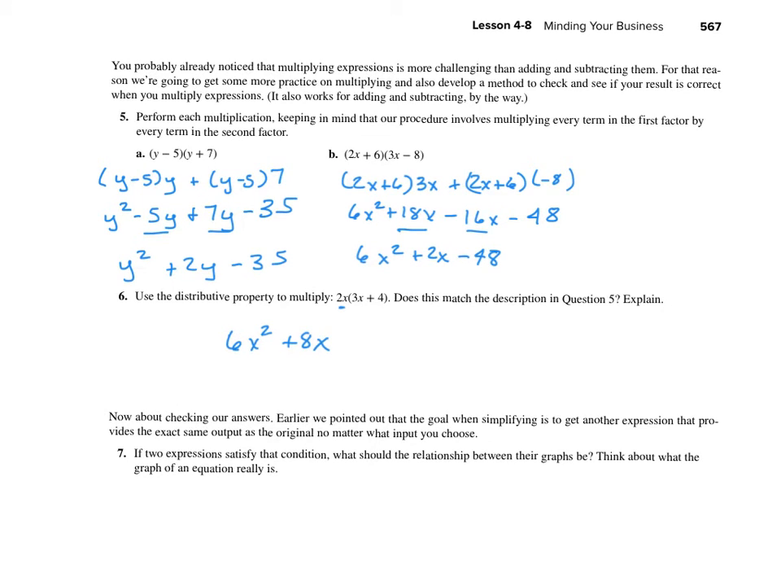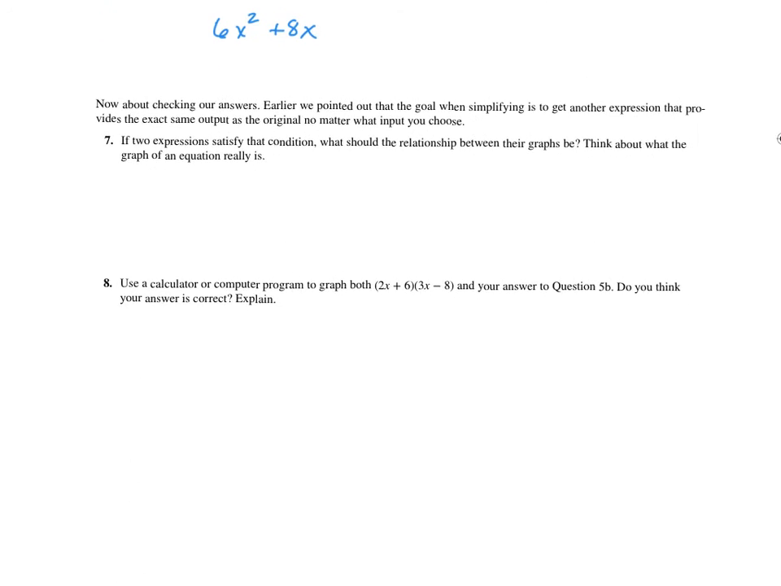So it asked us, does it match a description from question 5? Yeah, because every term in the first polynomial is 2x, and we only had one term there. 2x was multiplied by everything in the parentheses, 3x plus 4. All right, let's move up the screen.